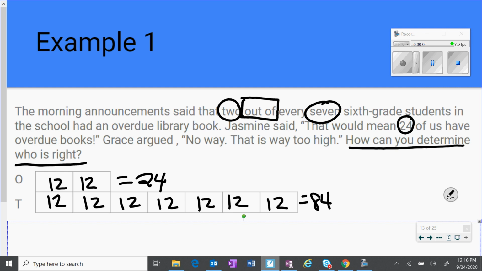And most of you even went this far and wrote down the ratio. Awesome, great, that's what we want. But the problem is, and this is why we mark the text, because Engage New York really wants you to think deeper about the question. So their question was actually, how can I determine who is right? Is Jasmine right that there's 24 overdue books, or is Grace right that 24 is too high? What's our missing piece of information that we don't know to figure out who is right?